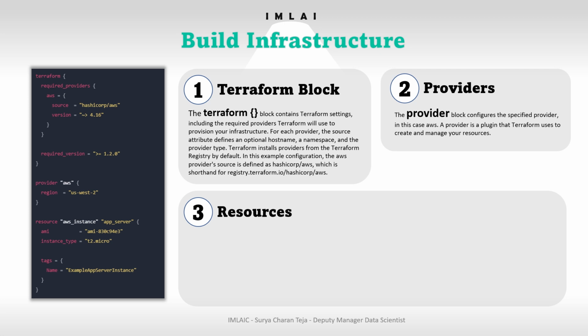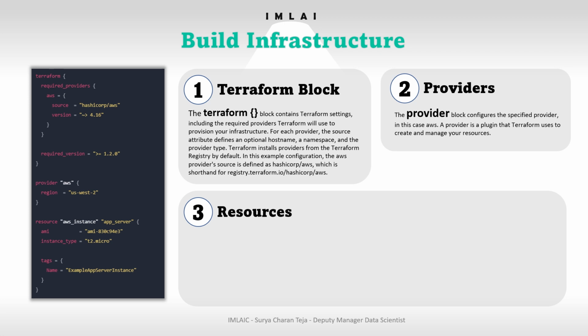In this case, AWS. A provider is a plugin that Terraform uses to create and manage your resources. You can use multiple provider blocks in your Terraform configuration to manage resources from different providers. You can even use different providers together. For example, you could pass the IP address of your AWS EC2 instance to a monitoring resource from Datadog. Datadog is another cloud service.